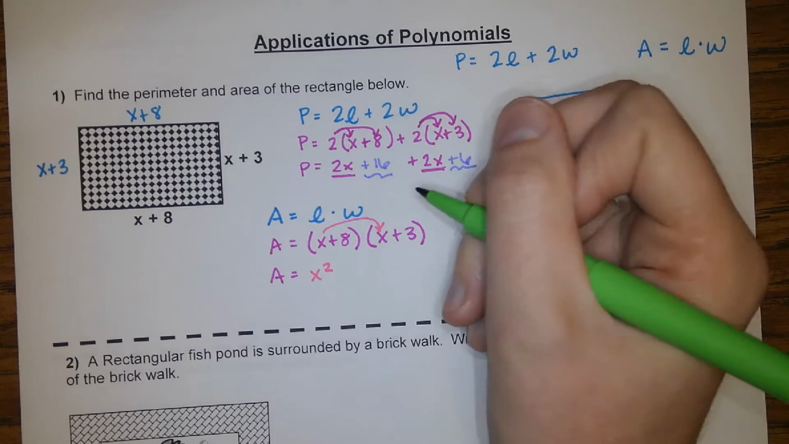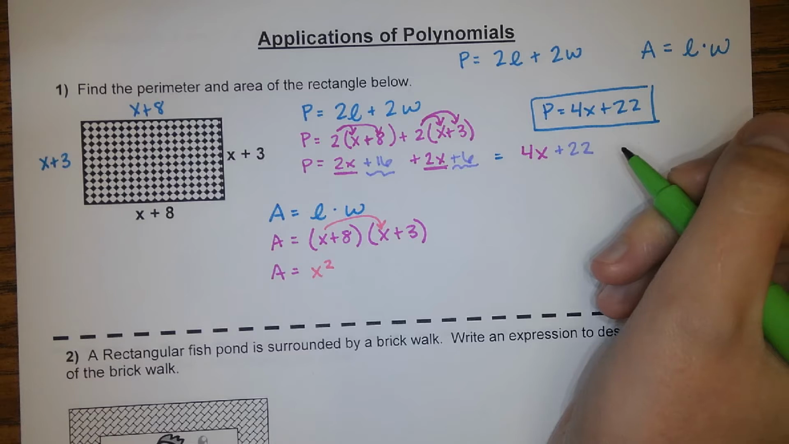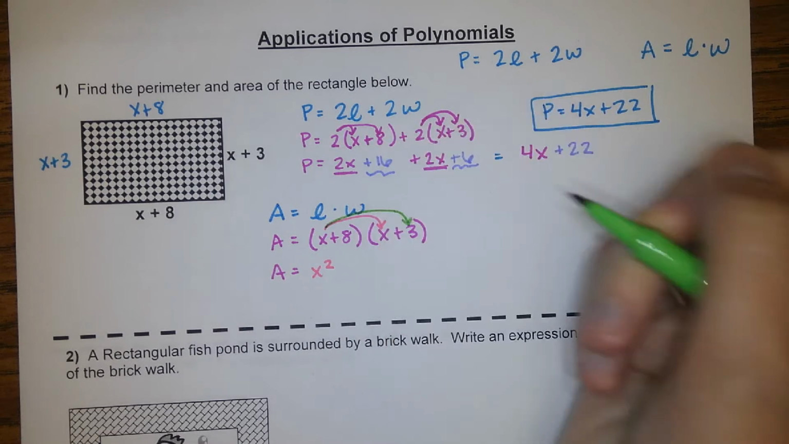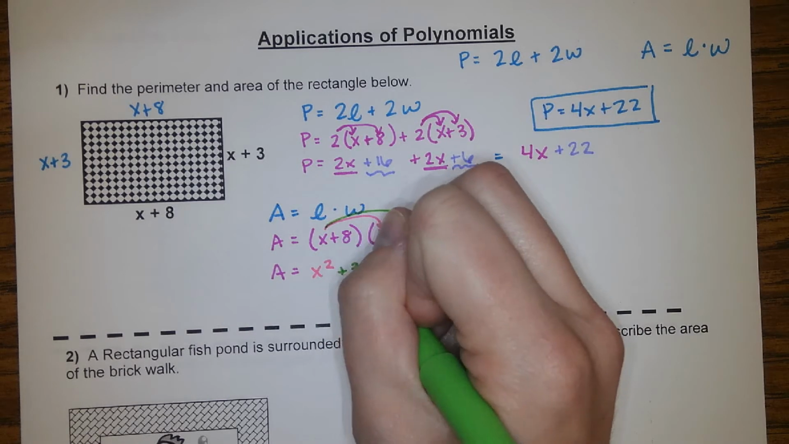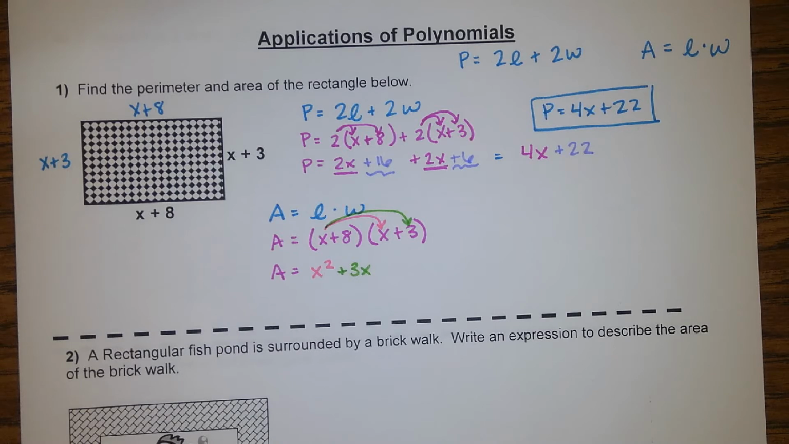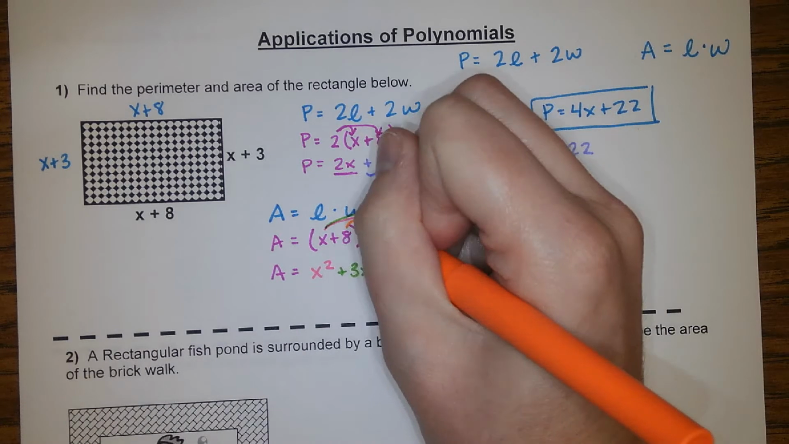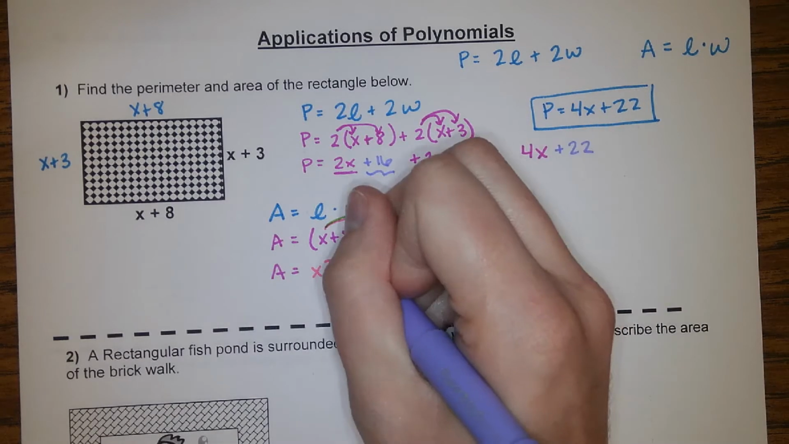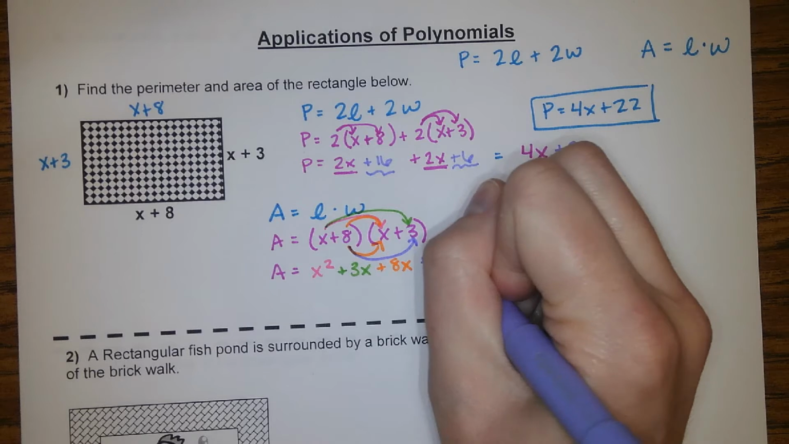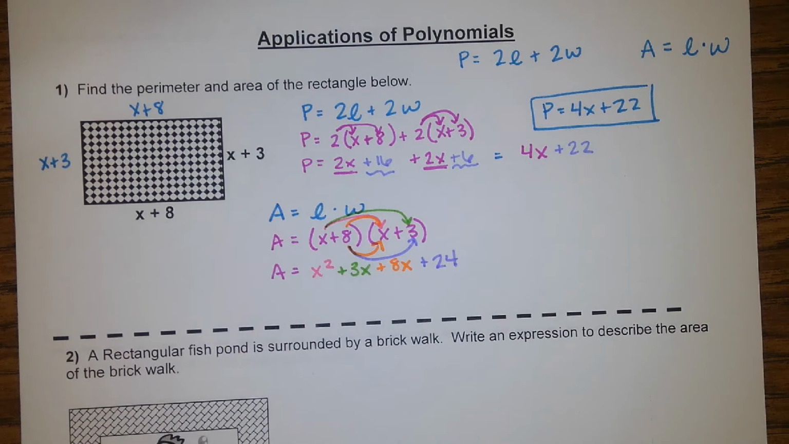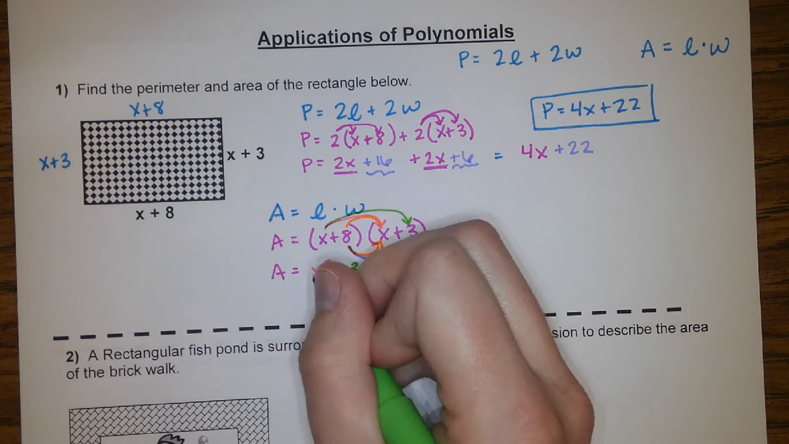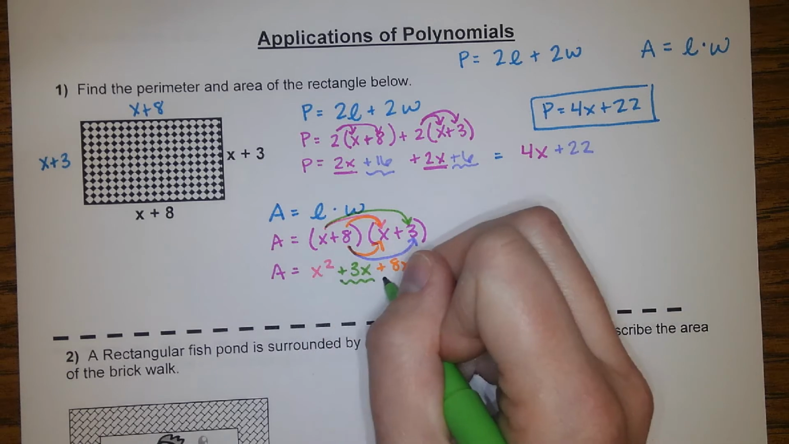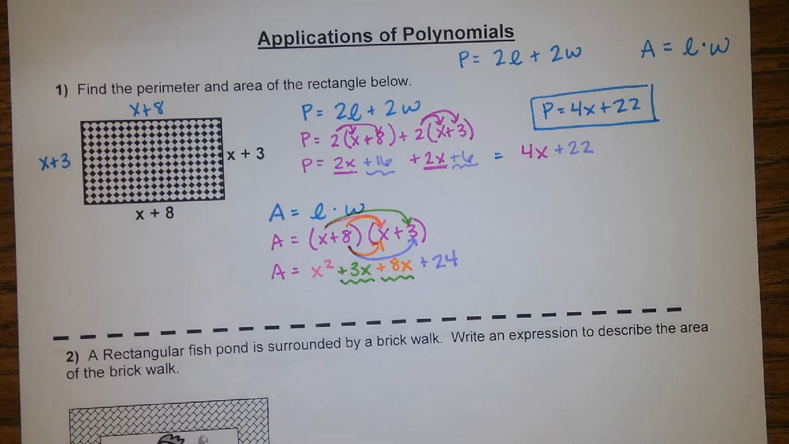And then our next one, I'm going to do my x times the 3, and we get 3x. And then I will do my 8 times my x, which would give me plus 8x. And then finally, I would do 8 times 3, and that gives you plus 24. So then we need to combine our like terms. There's no other x squared. We have a 3x here, and we have an 8x here, and then there's no other constants.